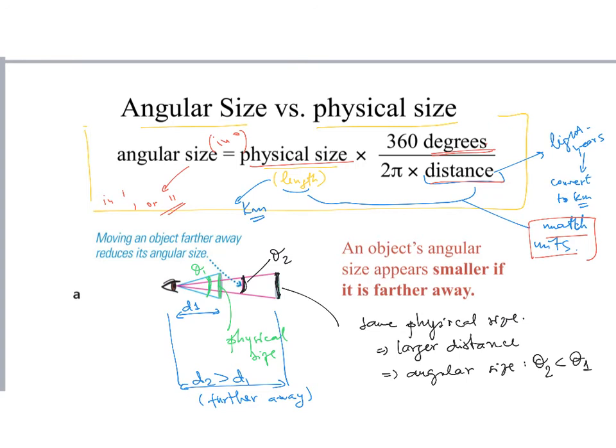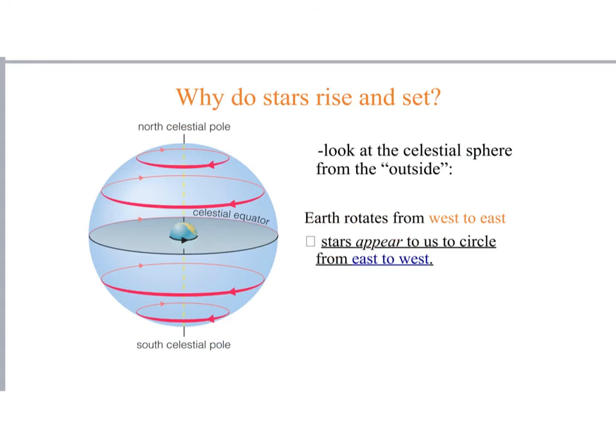And actually it goes pretty linearly. If the further distance is twice the previous distance, then that angular size is going to be half of the angular size corresponding to the smaller distance. So they obviously go in the opposite direction, but they go by the same factor. All right, so you learned a lot, but you still didn't get any information yet about why the stars rise and set.